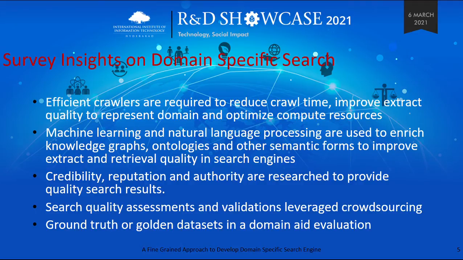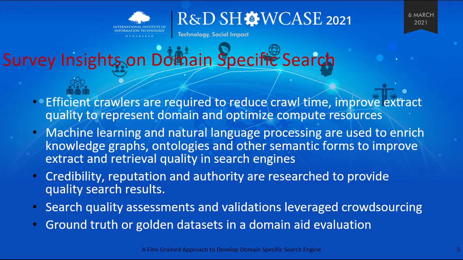Right now, when we did a study to understand what research is happening on domain-specific search engines, what we came to know is efficient crawlers are required to reduce crawl time. Probably this is certainly required as these domain-specific search engines are trying to cull out or prune the information that is generically available and make it relevant for the domain. Improve extract quality to represent domain and optimize compute resources because of the additional compute that it has to do in terms of removing non-domain content.